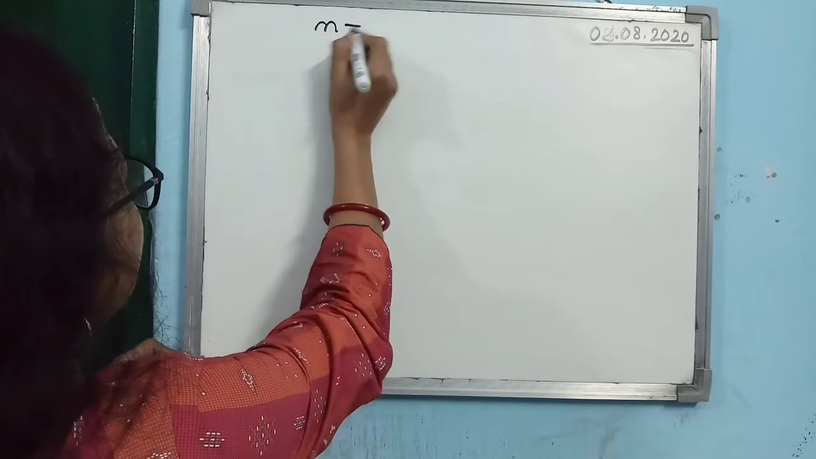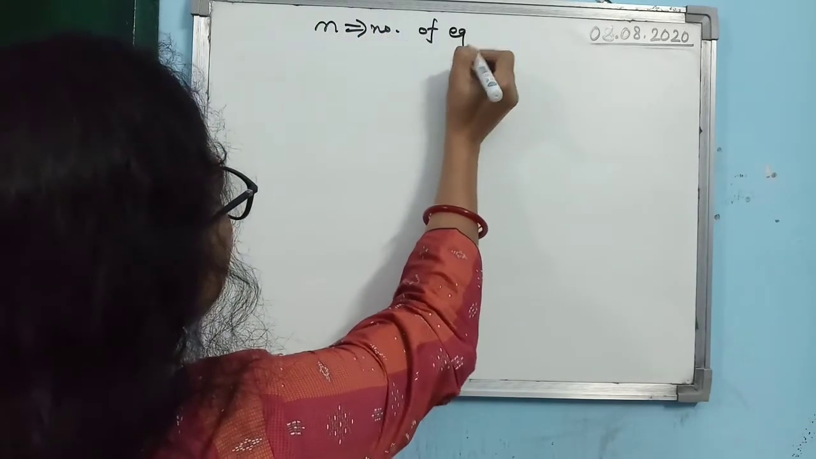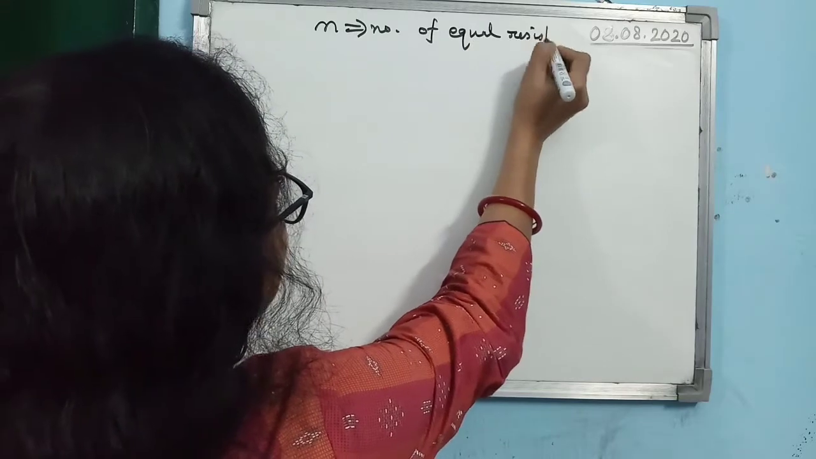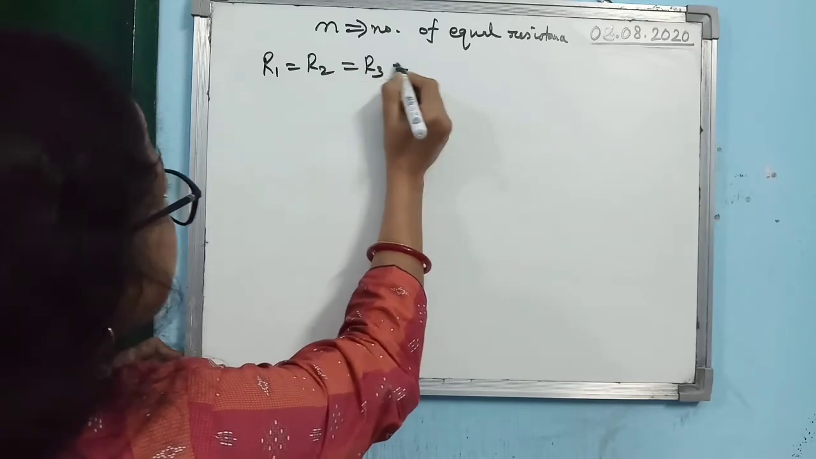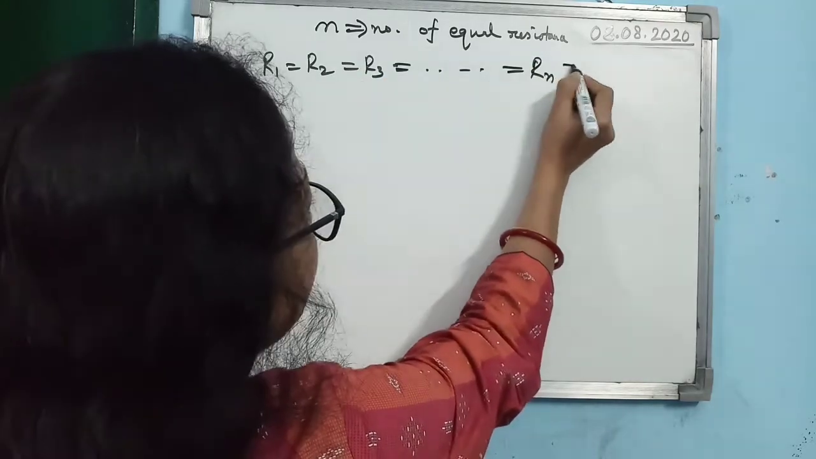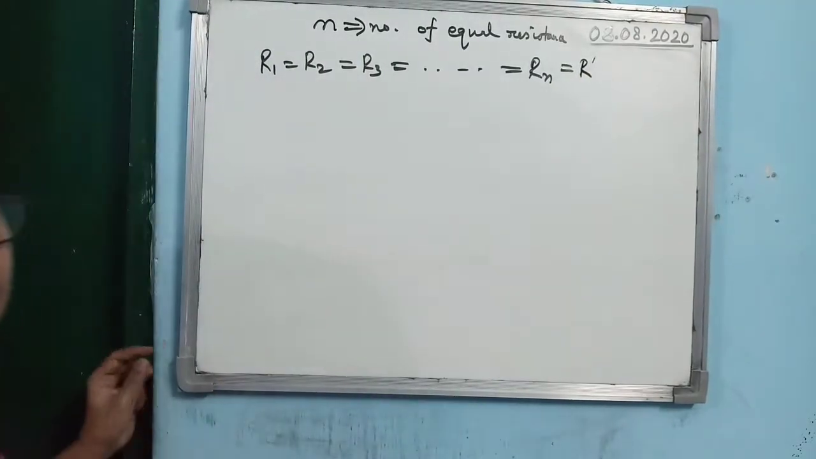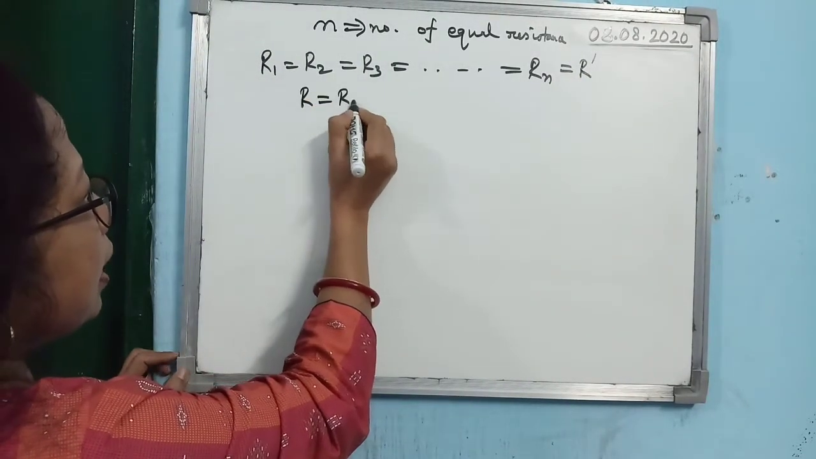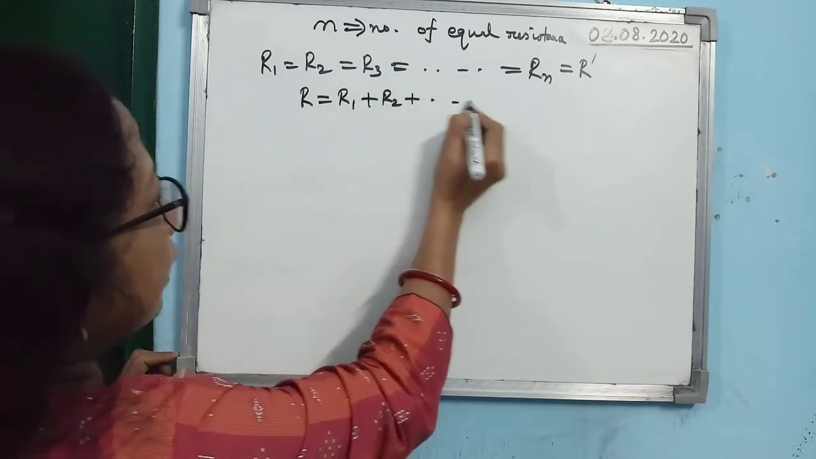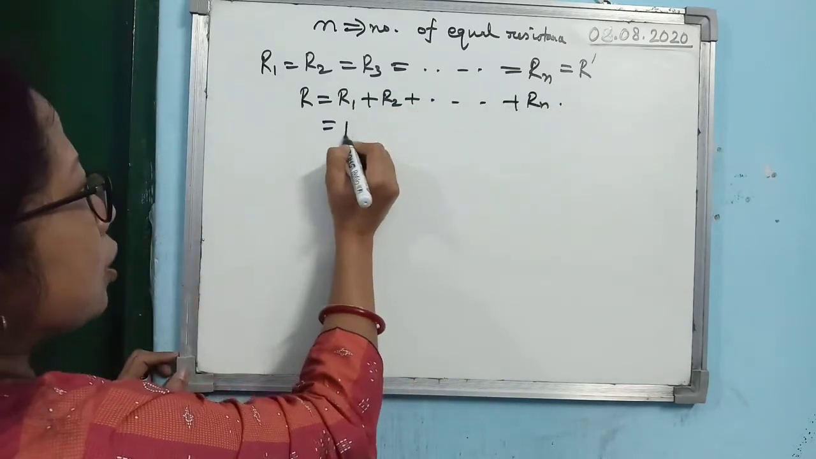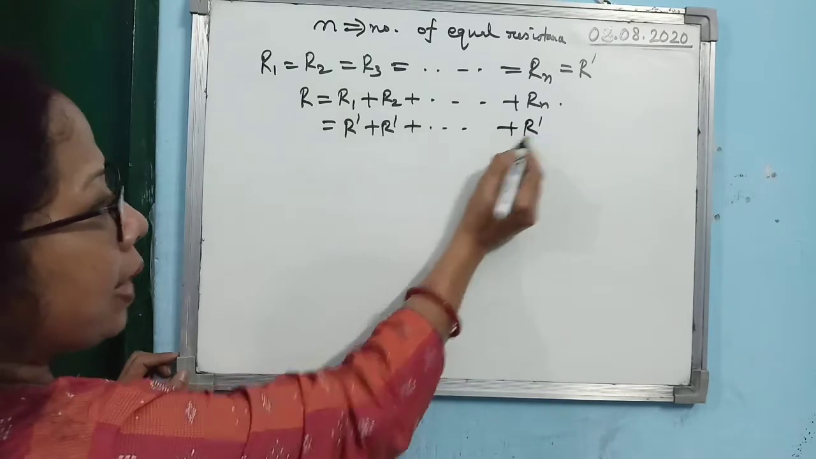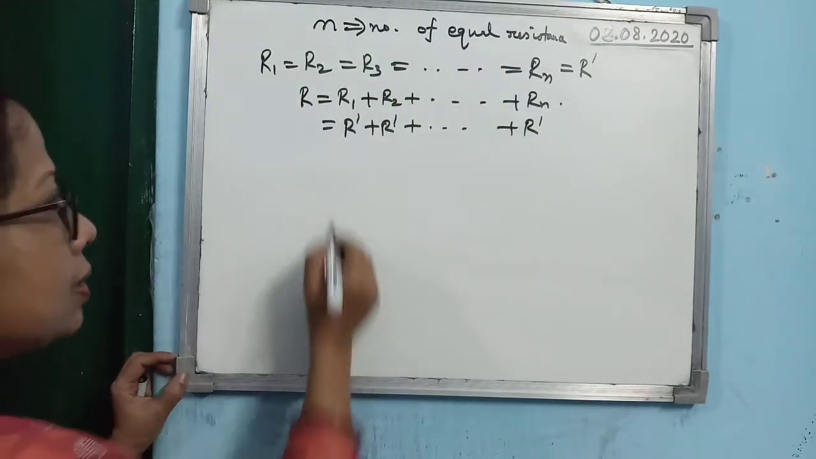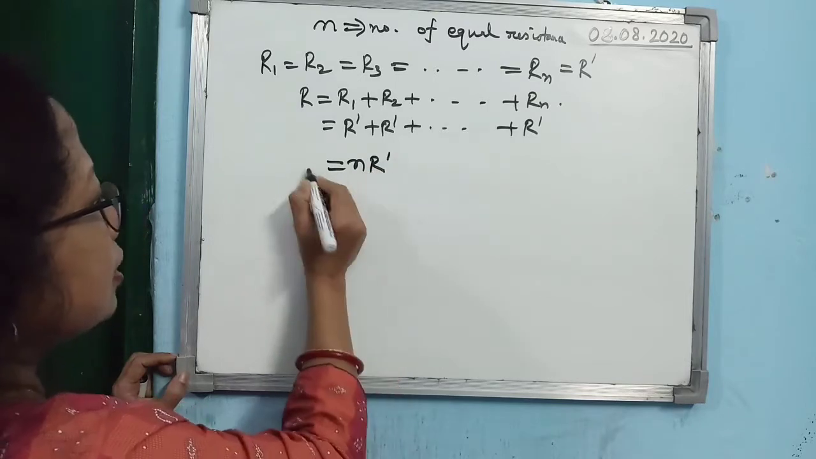Alright. So suppose there are n number of equal resistances. Let us consider this way, R1, R2, R3. This is the way, how many resistances are there? N number of resistances. Let the values be R dash. Then you can write R will be R1 plus R2, then Rn. So, in place of R1 also R dash, in place of R2 also R dash, Rn also R dash. So, how many times R dash you have taken? N times, because there are n equal resistances. So, you can write it as n into R dash.